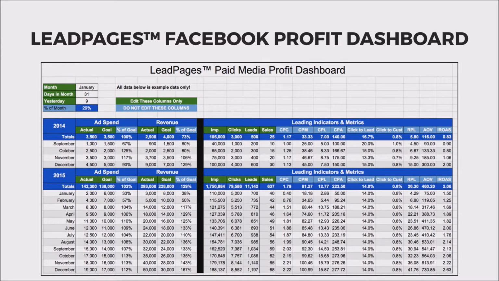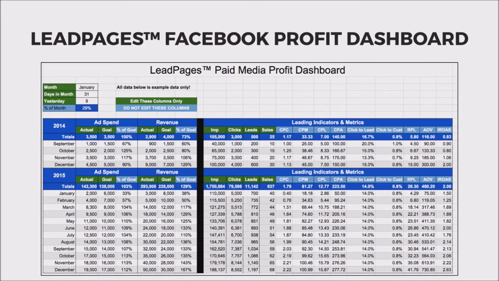At your fingertips, you'll be able to quickly see your cost per click, cost per 1,000 impressions, cost per lead, cost per acquisition for your sales, click to lead percentage rate, click to customer percentage rate, your revenue per lead, your average order value, and your initial return on ad spend. This last number is great to know because it shows you your advertising multiplier. An IROS of 1 means you're getting back the same amount of money that you spent. Under 1 and you're losing money. Over 1 and you're making money.